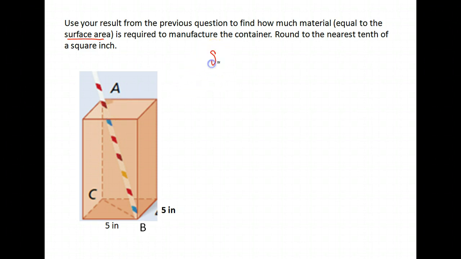Okay, so remember, for a prism, the surface area is equal to the perimeter of the base times the height plus 2 times the area of the base. Hopefully you have that in your notes. Perimeter of the base times the height plus 2 times the area of the base. Let's put in our information again.